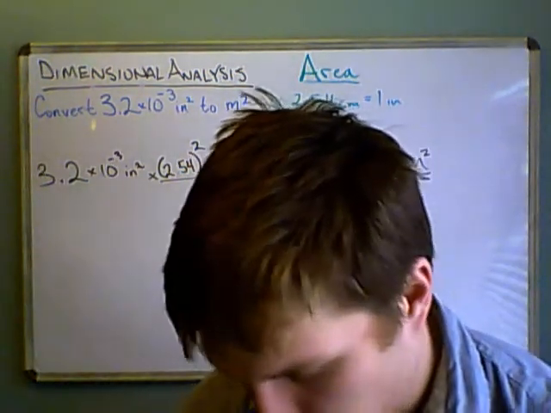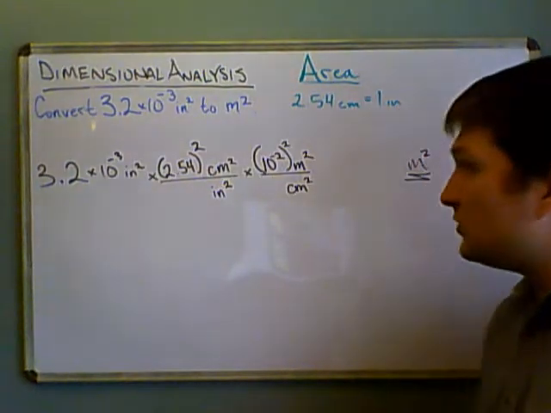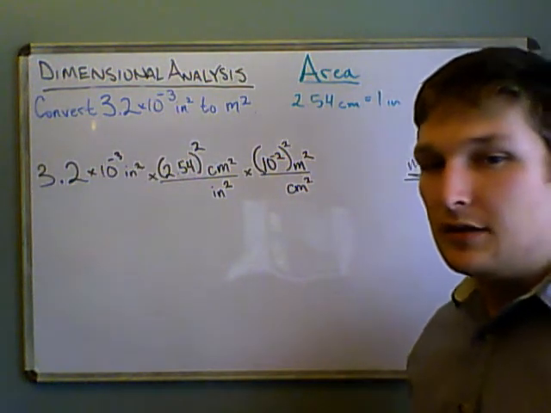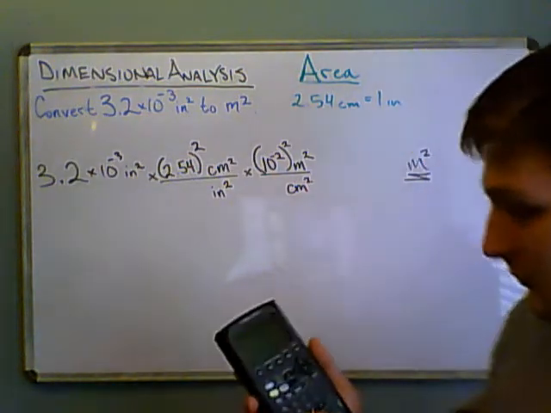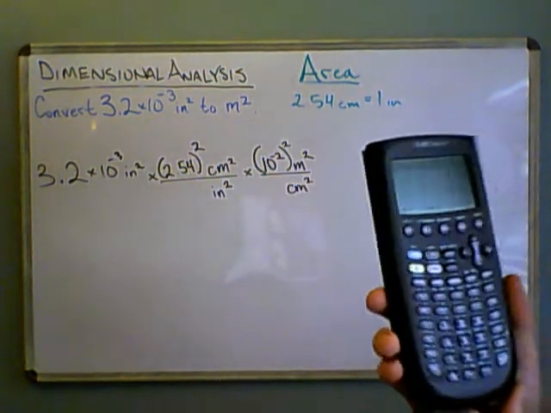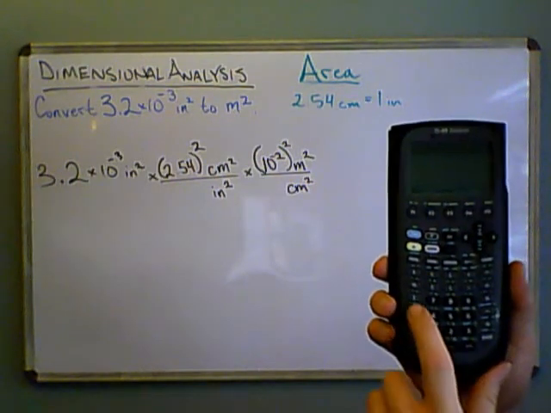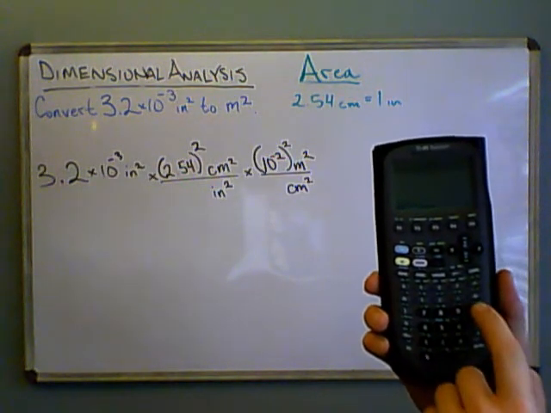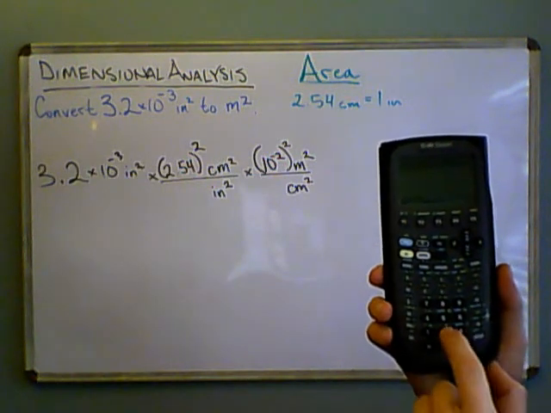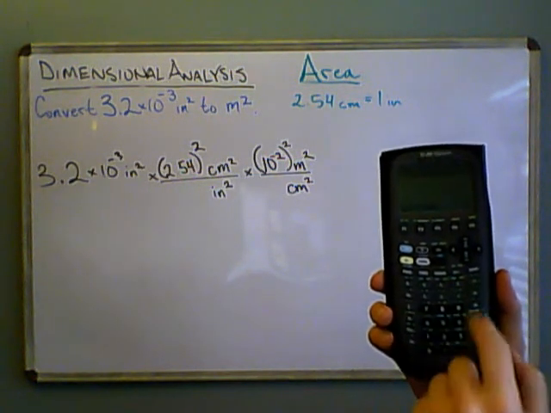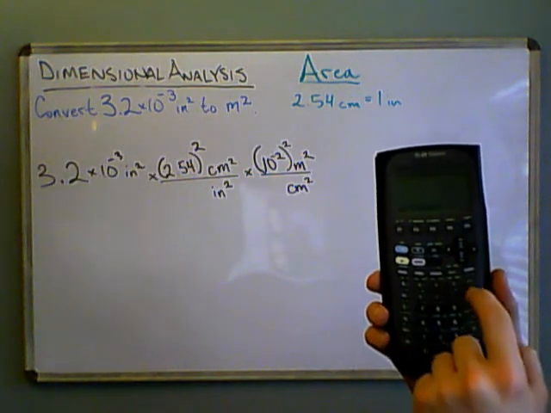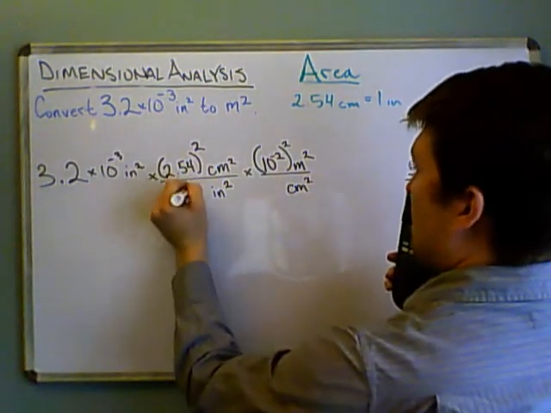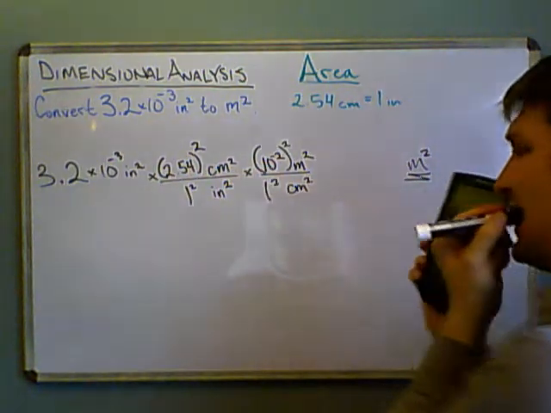So we're going to remember to make good use of parentheses with this. With this one you don't need to, but you might as well, because it's 2 extra keystrokes and then you know you're good. So, okay. So here we go. We're going to go 3.2 e negative 3, because that's 3.2 times 10 to the negative third, multiply by parentheses 2.54 end parentheses caret 2, divide by 1, which I didn't put in there. 1 squared, 1 squared. I got lazy, sorry.